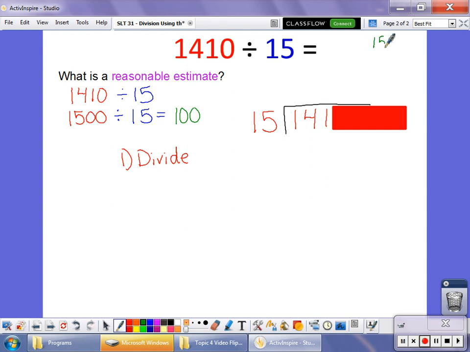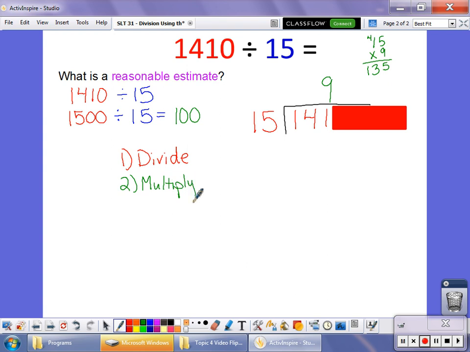Since I'm not sure, and I can't put a 2-digit number up here, I'm going to start off by figuring out, all right, what is 15 times 9? 15 times 9, 9 times 5 is 45. 9 times 1 is 9, plus 4 is 13. So 135 is very close to 141, so I'm going to say it goes in 9 times. And I'm going to put this 9 directly over that digit 1, because I'm looking at 141, so my 9 lines up right there.